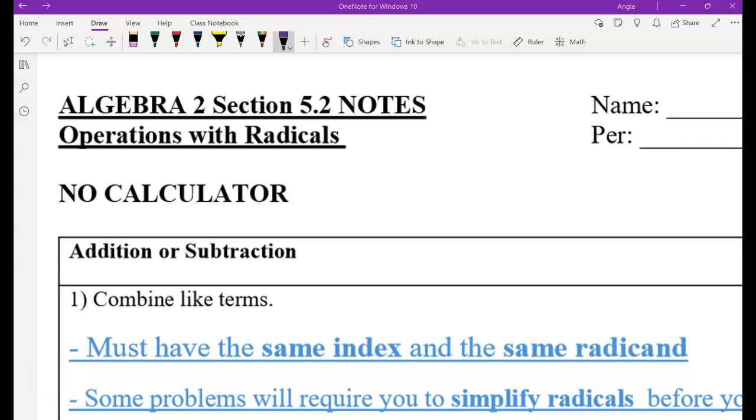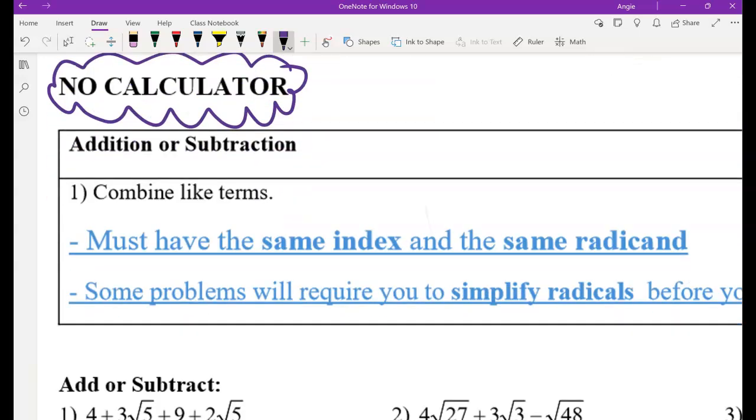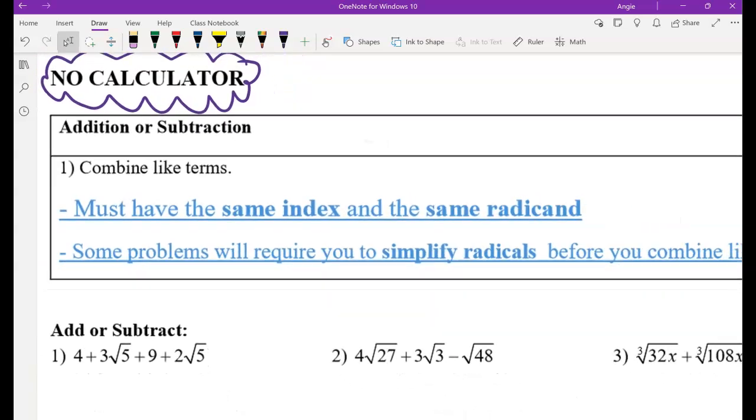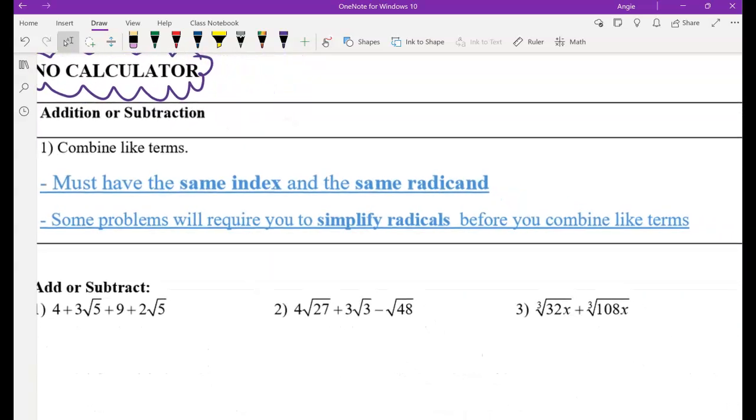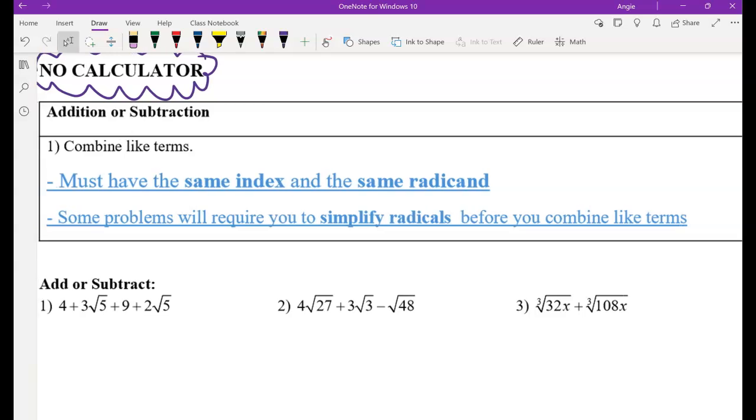All right, students. So 5.2 notes: operations with radicals. Again, we are still not allowed to use a calculator, so make sure we can do all of these questions without one. On your notes, students, you have these two blank lines, so make sure we copy this down.